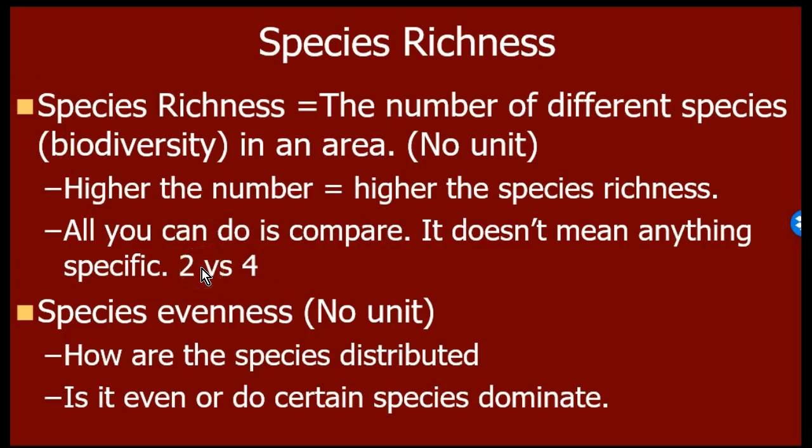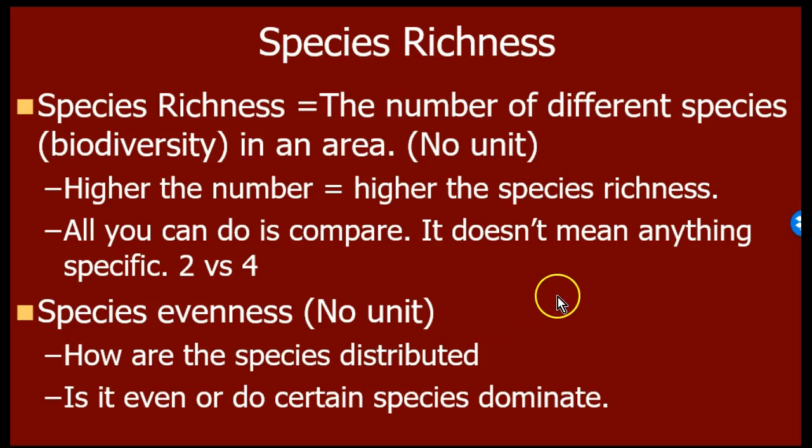So if I said the species richness is 2, it just means there's 2 different species in the area. If I say the species richness is 4, there's just 4 different species in the area. Now, species evenness is asking us how are those species distributed, whether it's 2 or 4 or 5 or 7. Basically, does one species dominate the area, or are they evenly distributed?